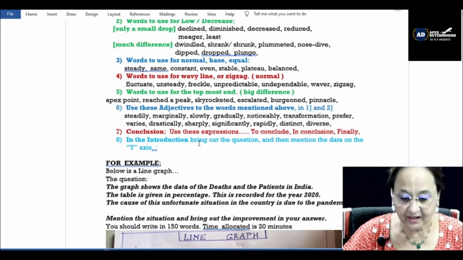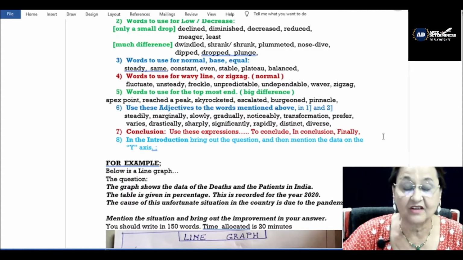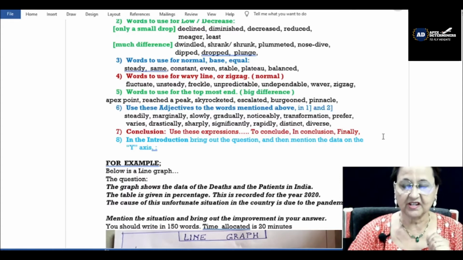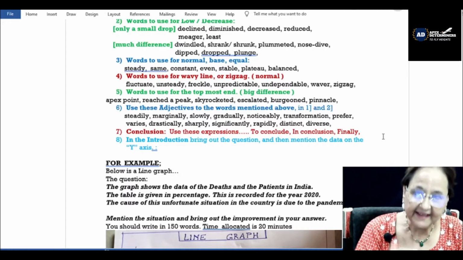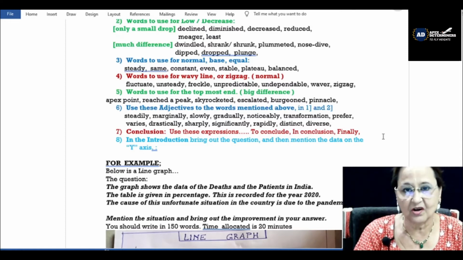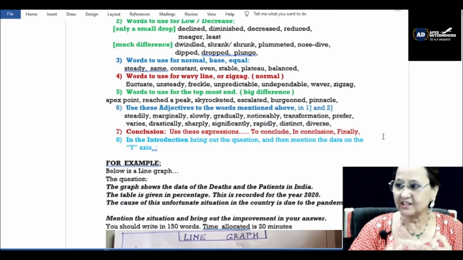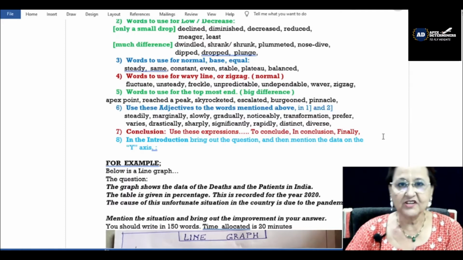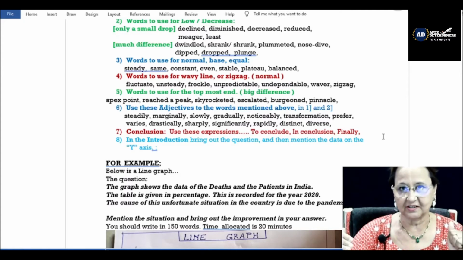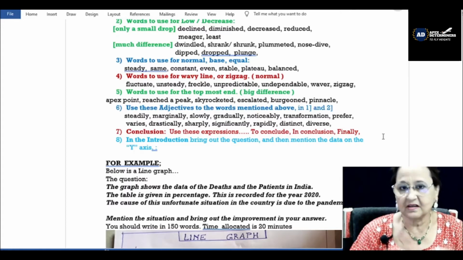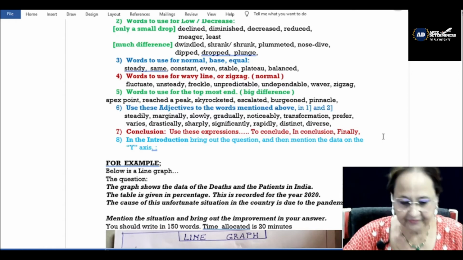In the introduction, bring out the question and then mention the data on the y-axis. Now the y-axis is the straight line, that is the standing up line, and the x-axis is the horizontal line. So it's very good if you introduce your graph by ending the information by what the y-axis is depicting, whether it's in percentages, or whether it's in milligrams, or is it in kilograms, or is it in miles or speed. Always remember the y-axis will only refer to numbers and the x-axis will refer to the subject. Okay, it can be names, it can be months, it can be years, it can be nouns like travel or countries, whatever. Okay, now here's one example.